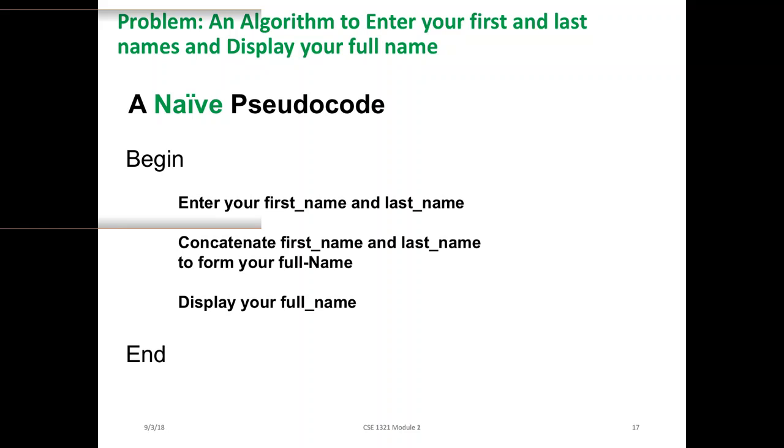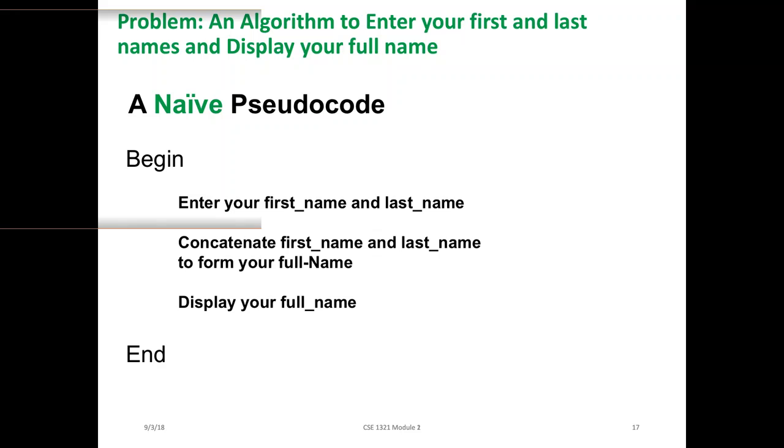So why do we say this is a naive algorithm? Naive pseudocode, naive algorithm, that means it has some problem. Naive means very basic, not perfect. It's basic because it doesn't give the details of the full thing. For instance, if your first name is Mohaimin and your last name is Munim, and you form your full name as MohaiminMunim without giving any space between your first name and last name, it would not look good. So this algorithm does not say to give a space between first name and last name.